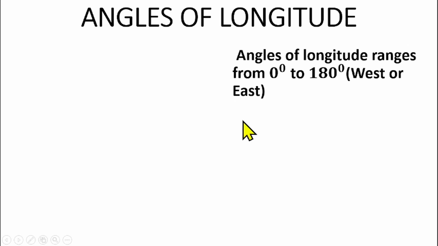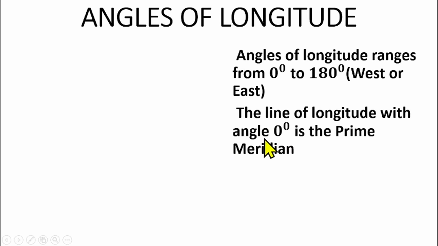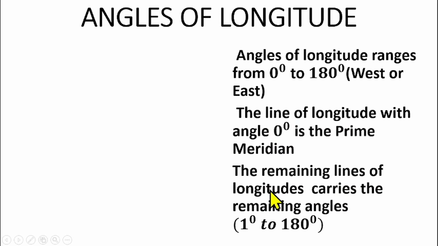So I want to ask you, which line of longitude do you think will carry 0 degrees? Of course, it's going to be the prime meridian. The prime meridian is the line of longitude at the center of the Earth vertically. It carries 0 degrees, while the remaining lines of longitude carry from 1 degree to 180 degrees, either to the west or to the east.